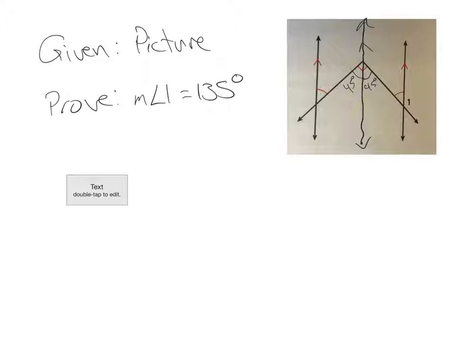But if I know that number 1, and let's say we are going to label another angle here, this number 2 angle here are a linear pair, and we know what the linear pair is equal to, we can prove this thing. So let's go ahead and start our proof.